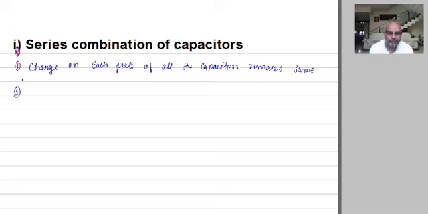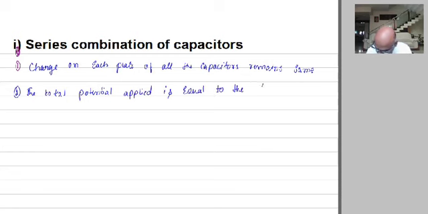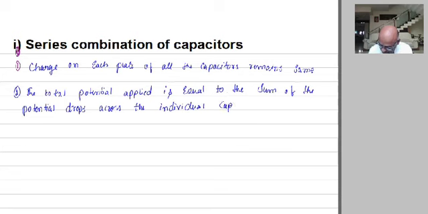And the second important condition is this: the total potential applied is equal to the sum of the potential drops across the individual capacitors.